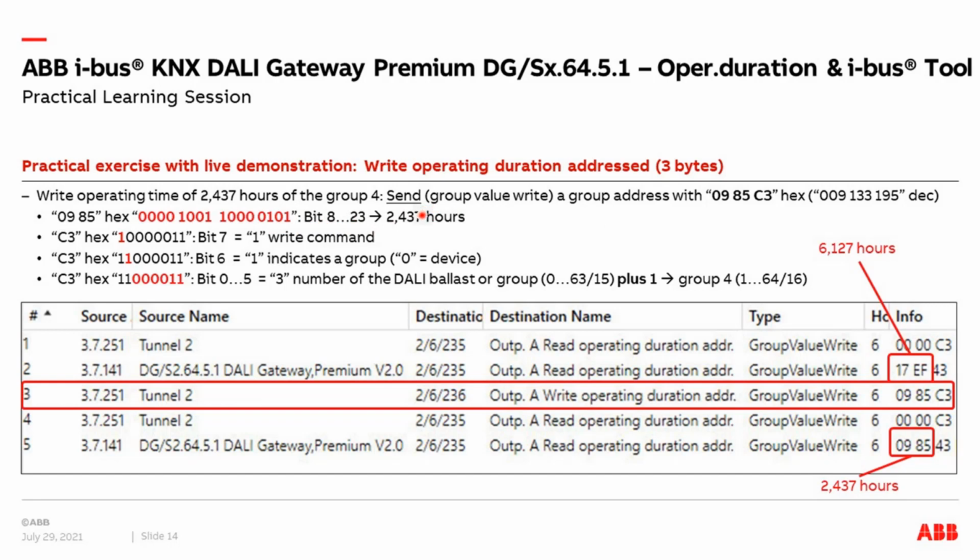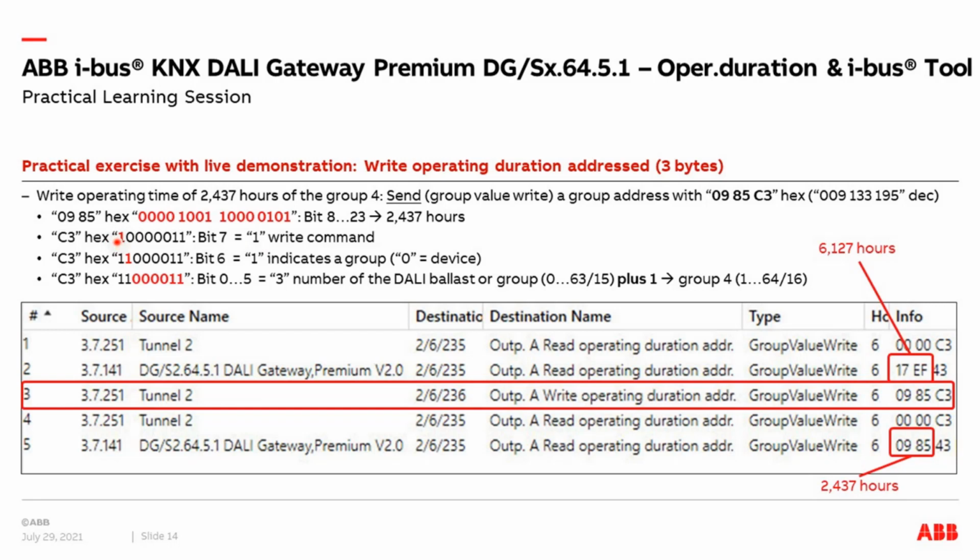2473 hours. Then we must convert these hours into the hex format, which is exactly 0985, and in our low byte we have to use exactly this structure. That is, in bit number 7 we have the value 1, which is a write command.